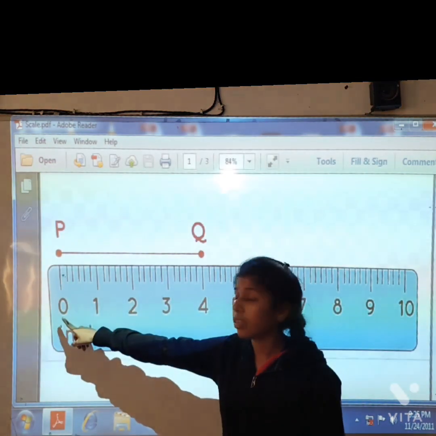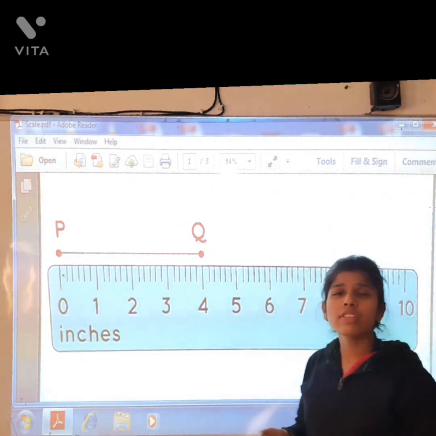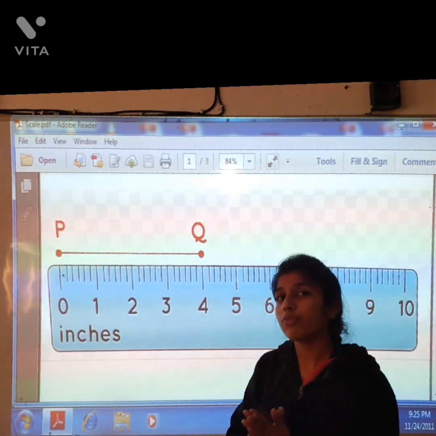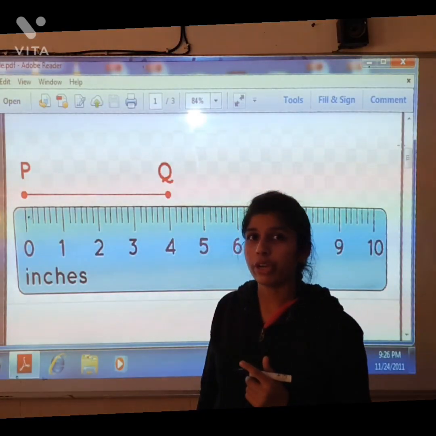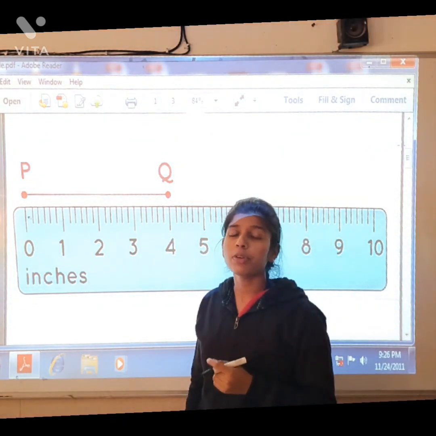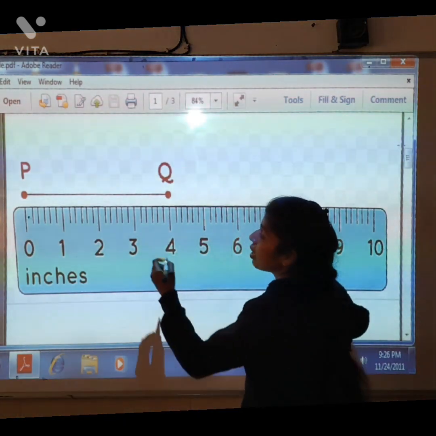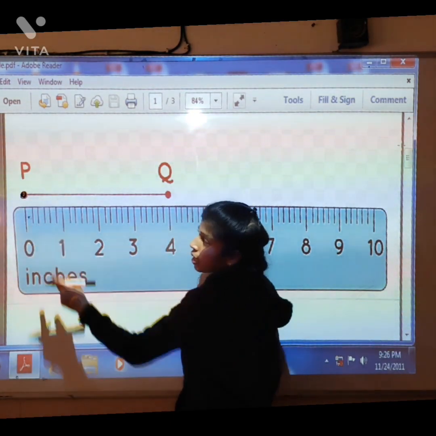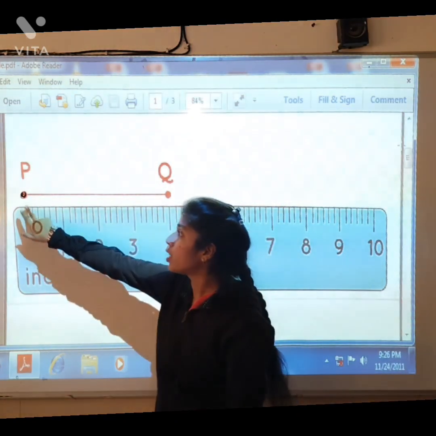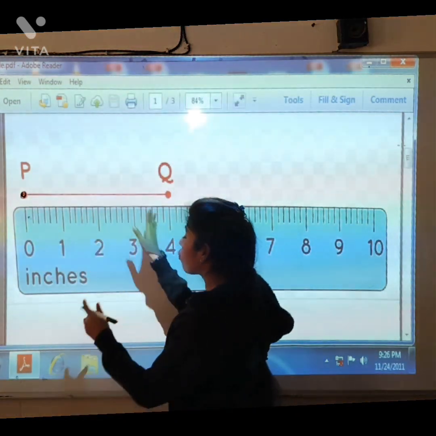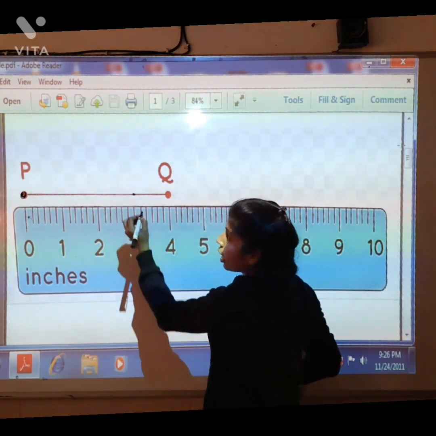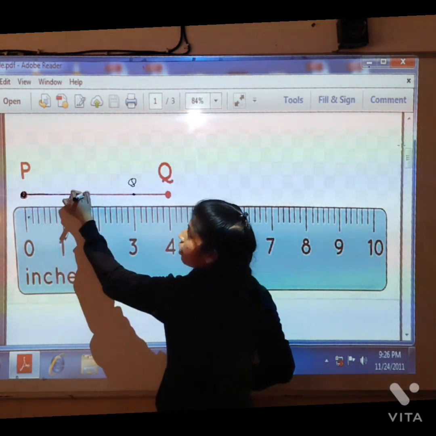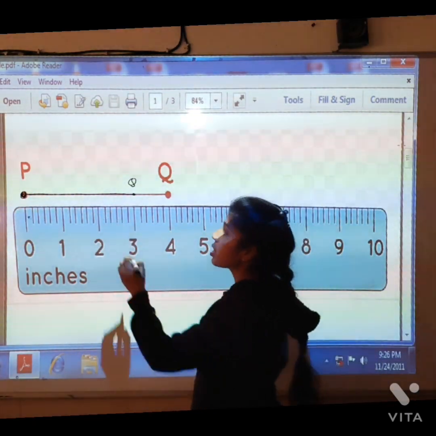The numbering starts from 0, and in a small scale you see numbering from 0 to 50, and in large scales you see numbering from 0 to 30. For example, if you want to draw a line of 3 centimeter, how do you draw it? First of all, you take a point from this 0, this point P. From this point you take a line, and for 3 centimeter you stop here and mark the point Q. Then you draw a line with the help of this ruler.